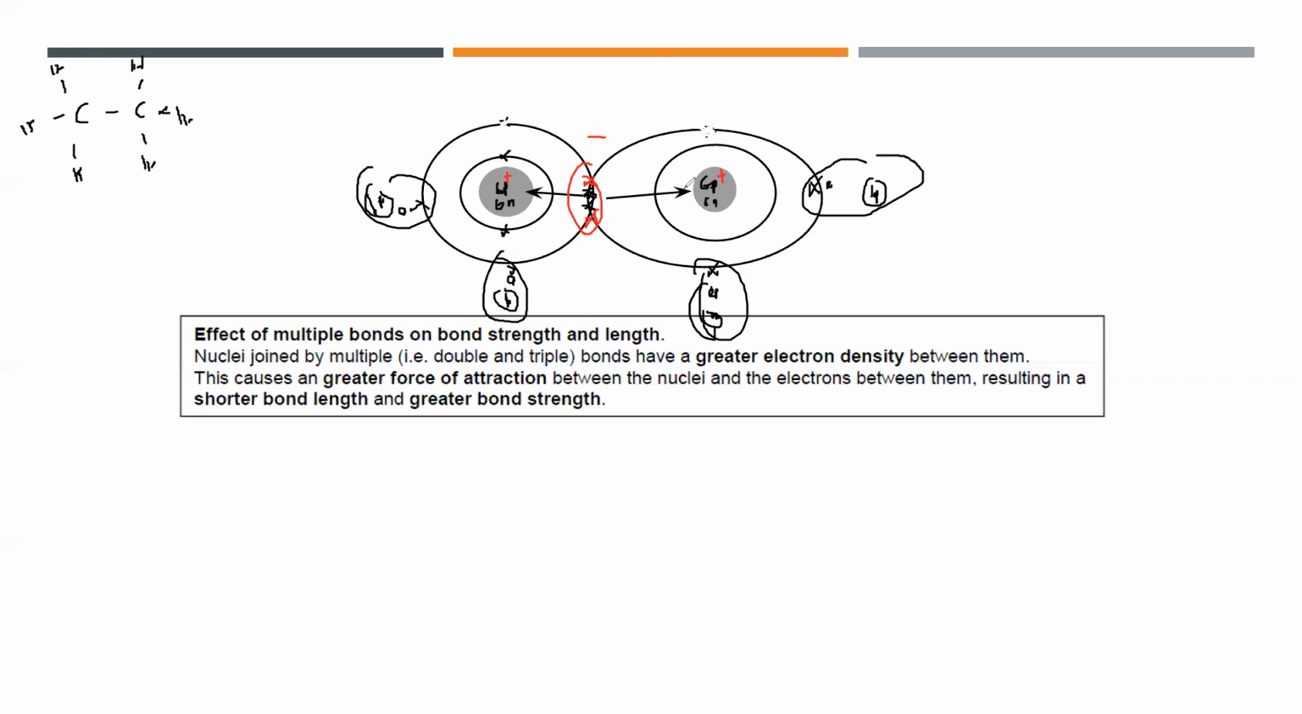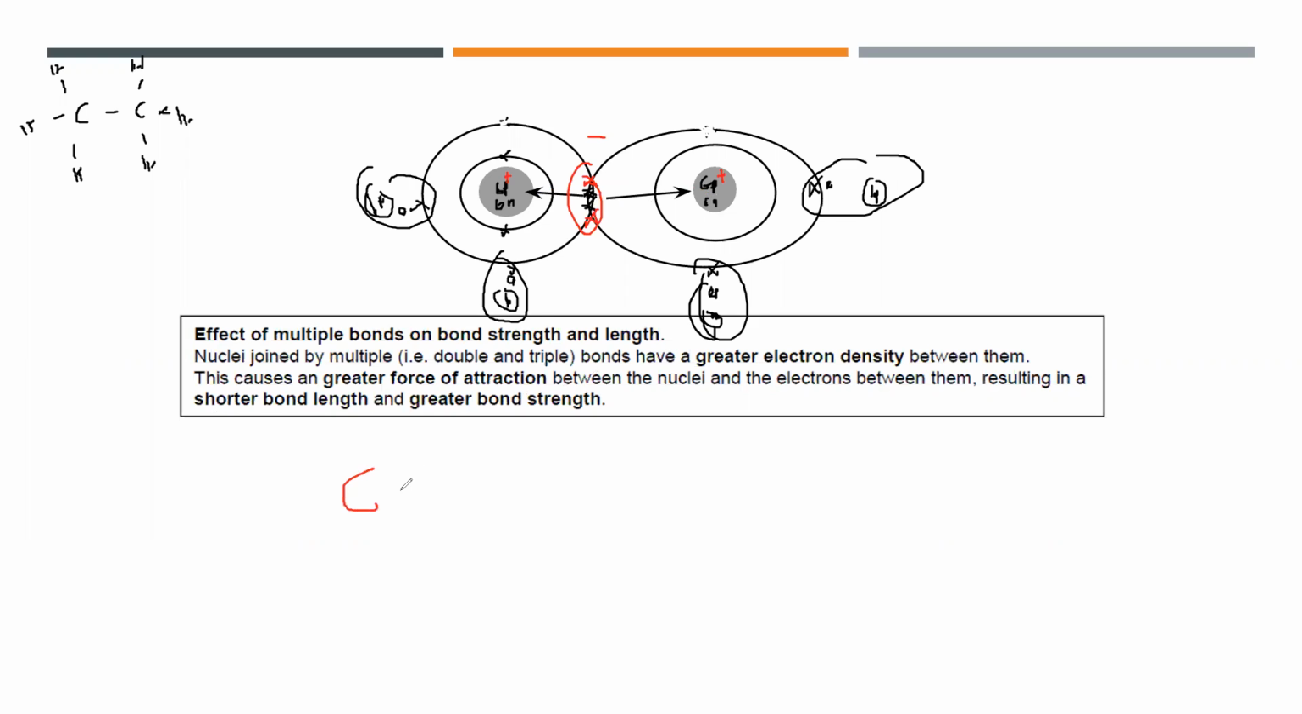Due to this attraction, the strength of the bond will increase. So double bonds are stronger than single bonds. And it reduces the bond length. Bond length means half of the internuclear distance between the two nuclei. Because the attraction is stronger, the size reduces. As the size reduces, the bond length will decrease.